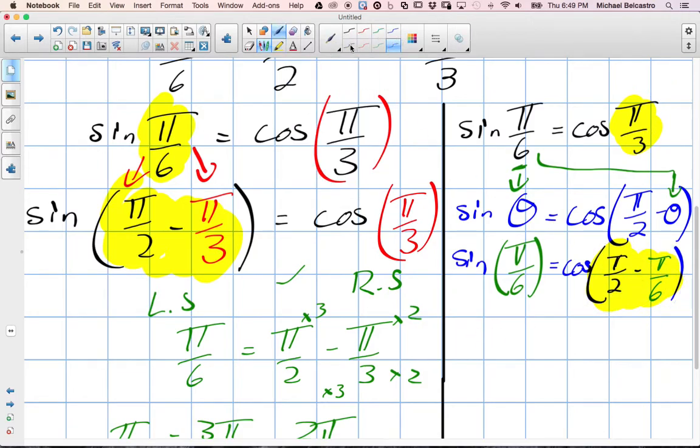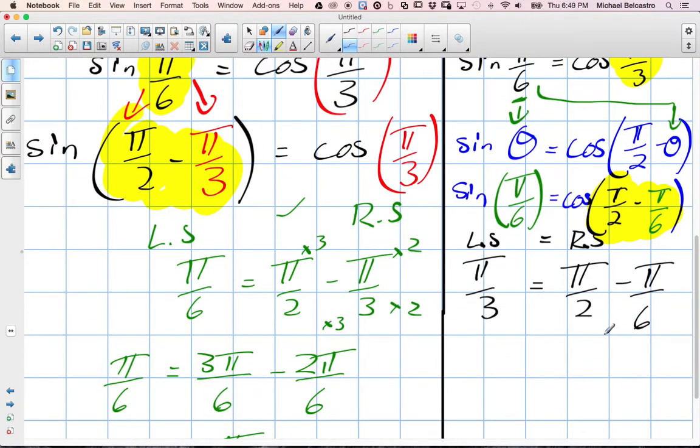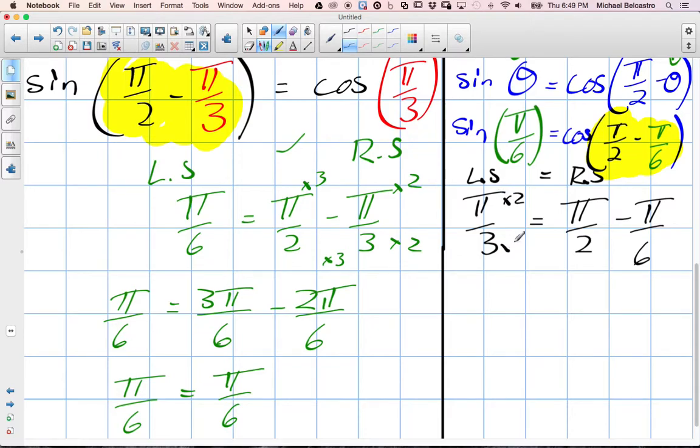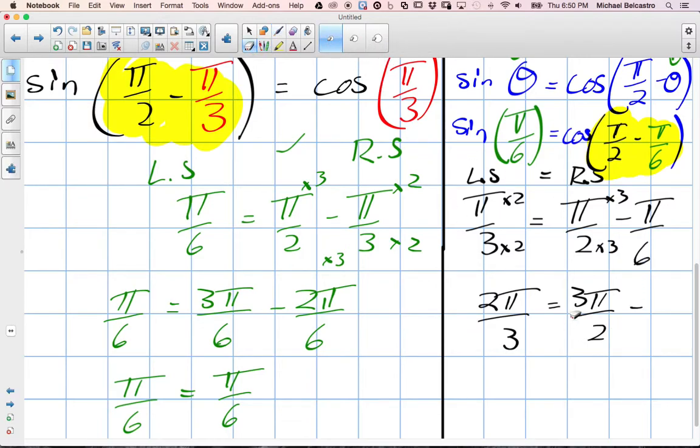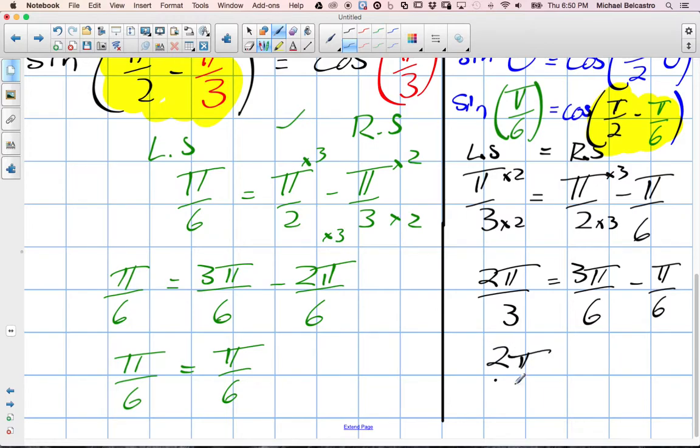So let's do that in black again. Pi over 3 is equal to pi over 2 minus pi over 6. And just like any trig identity, we're going to prove that the left side is equal to the right side. Okay. Let's get some common denominators here. 6 works out great, so multiply that by 2. And this by 3. And this becomes 2 pi over 3 is equal to 3 pi over 2 minus, oh, not over 2. I've done that a couple times now. Over 6 minus pi over 6. And this stays as 2 pi over 3 is equal to, when we subtract that, we get 2 pi over 3.